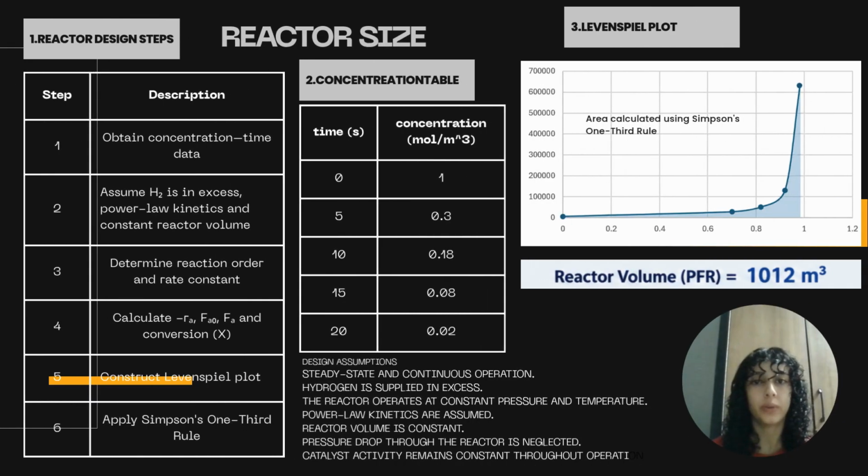This slide explains how the reactor size was determined. First, we obtained concentration versus time data and assumed that hydrogen is present in excess. The reactor operates at steady state, follows power law kinetics, and has constant volume. Using the concentration data, we determined the reaction order and the reaction rate constant by plotting the kinetic data. From the graph, we obtained the rate law, which was then used to calculate the reaction rate at a different concentration. Next, we calculated the inlet molar flow rate and conversion.